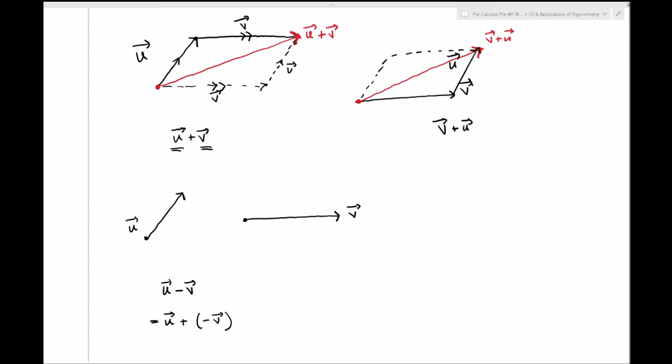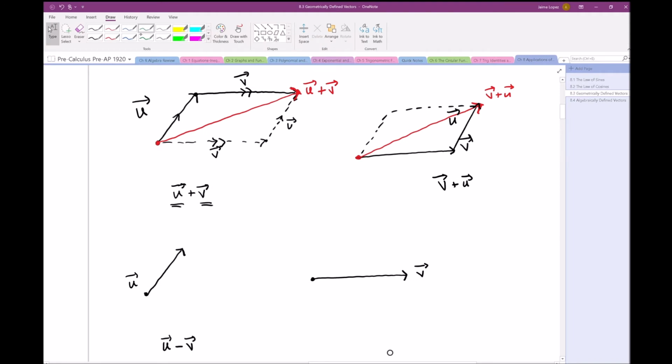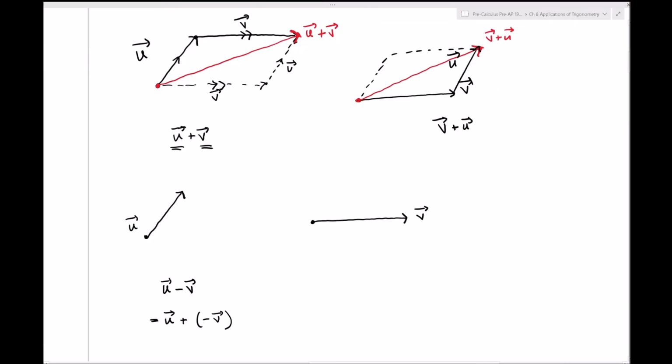That's the way subtraction works anyway with real numbers. Subtraction isn't a real thing on its own. It's just addition by negatives, and negatives is a multiplication concept. So I'm going to move this, and I want to form the negative of V. The negative of V is formed by starting at the same initial point, going in the exact opposite direction with the exact same length. So this right here is negative V.